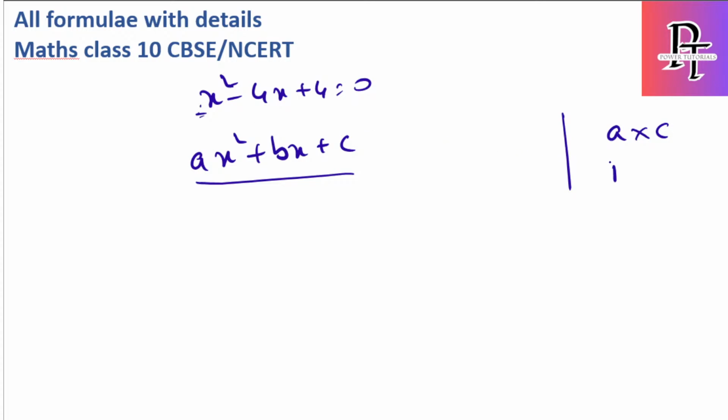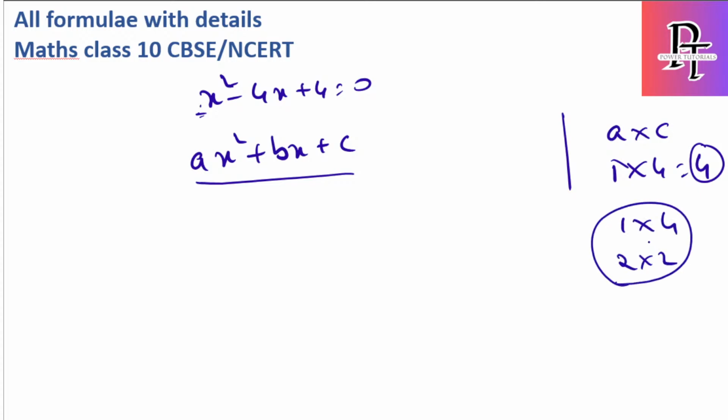C value is 4. 1 into 4 is 4. So what are the factors of 4? 1 into 4 we have, and 2 into 2 we have. So using any of these combinations, you have to get the b term. If I add or subtract 1 plus 4 or 4 minus 4 or 1 minus 3, we will get only 5 or 3 here. So it doesn't matter, but we want 4.